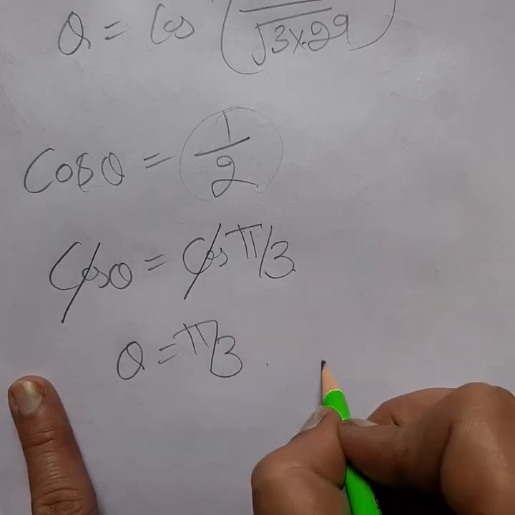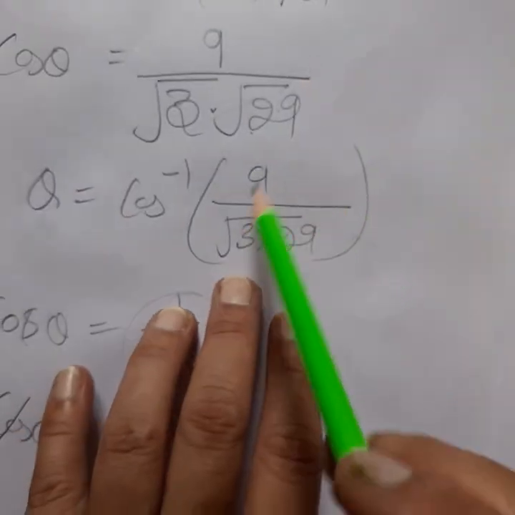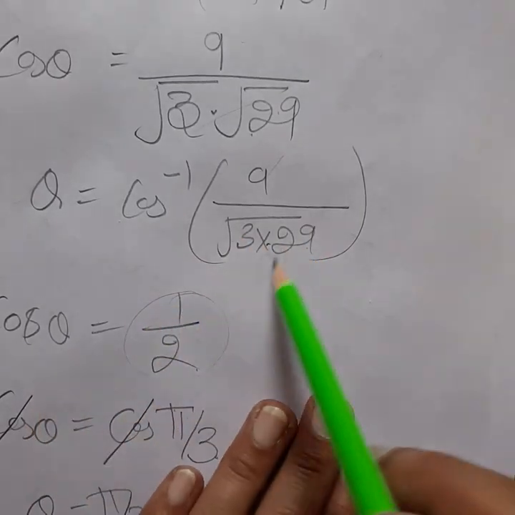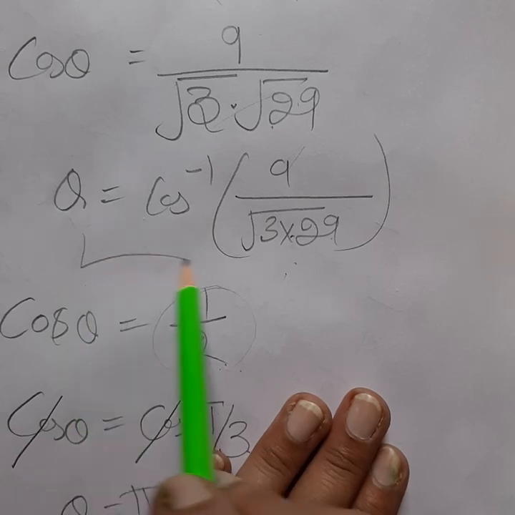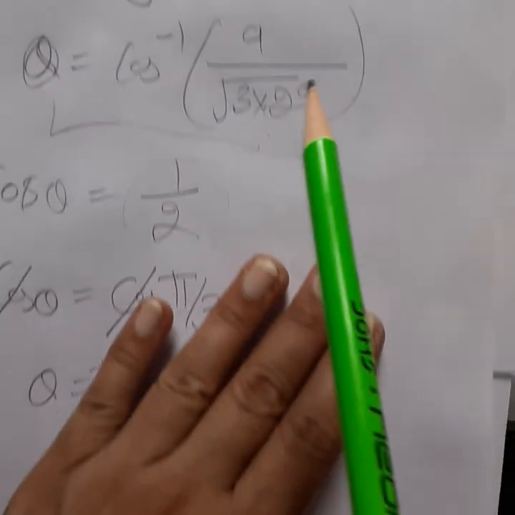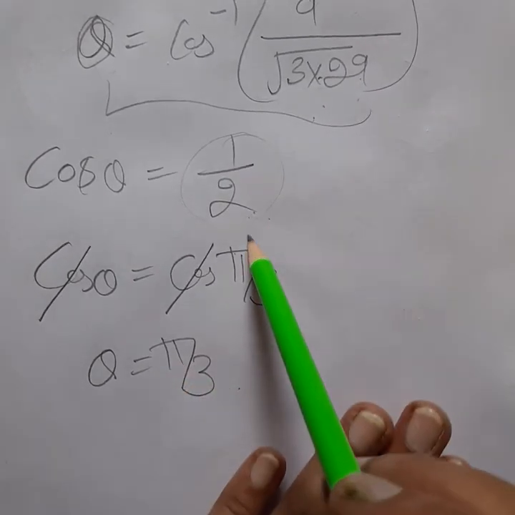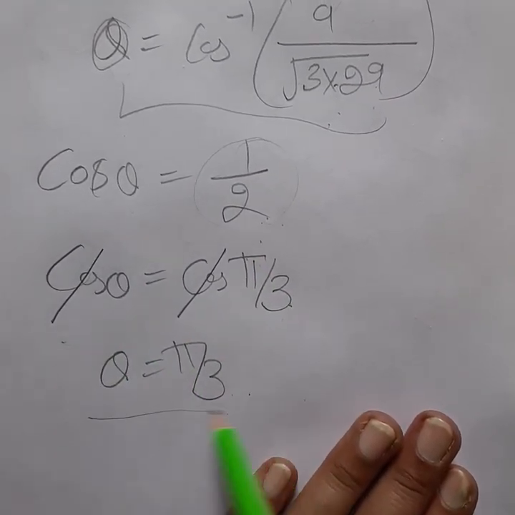So sometimes you get your angle directly, and sometimes the digits do not cancel, so you can leave your answer, and in this way you write theta equals cos inverse of 9 upon this. And if you have a simple value, then you can find the angle theta.